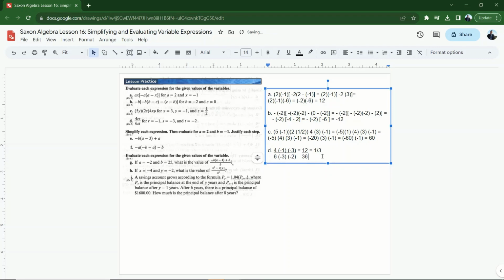All right, moving on to letter E. Here, things get a little bit different because I have to follow the instructions. It says, before I plug in my variables, I'm supposed to simplify the expression. And how do I simplify with variables? I use the distributive property. So I'm going to distribute -b to a minus 3, and in F I'm going to distribute -a to -b minus a. That's how I'm going to do these two problems.